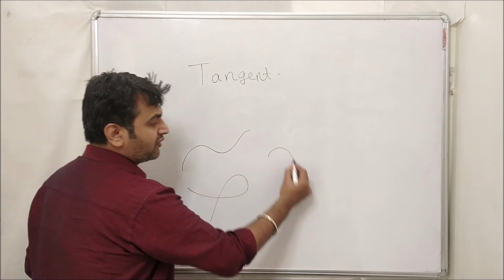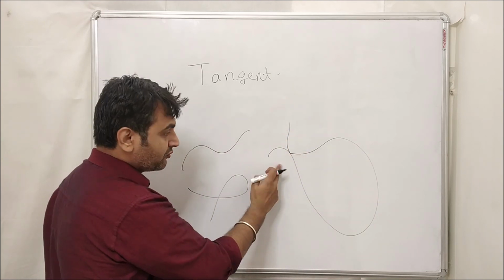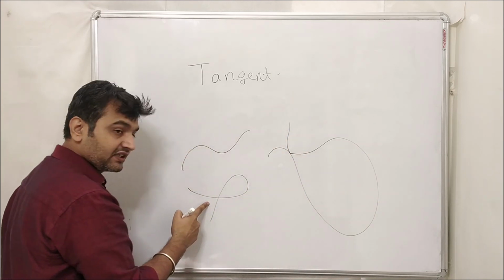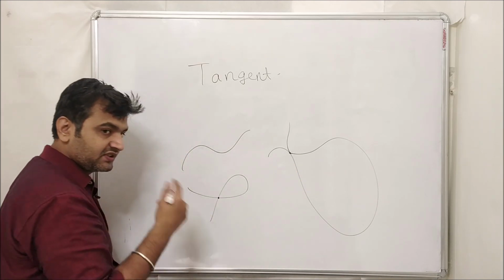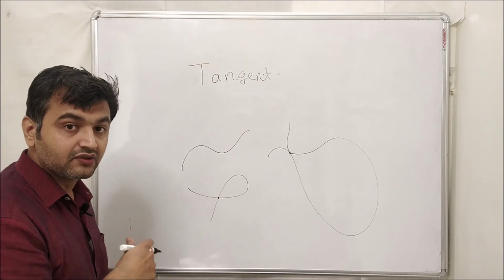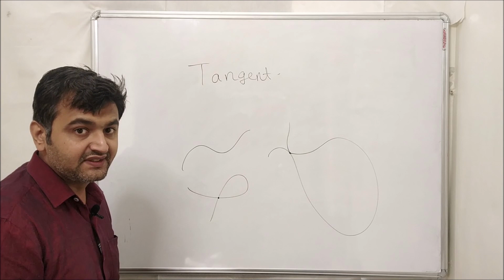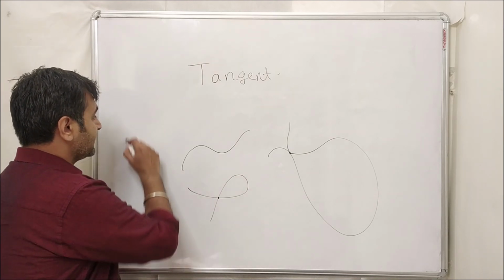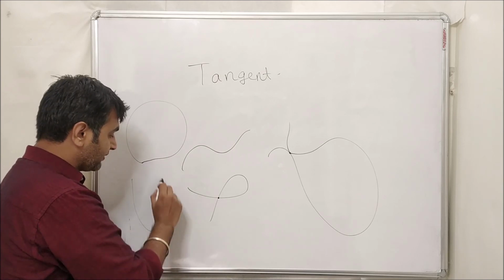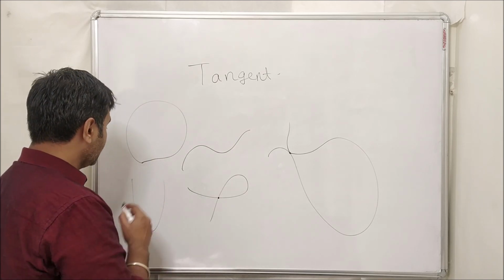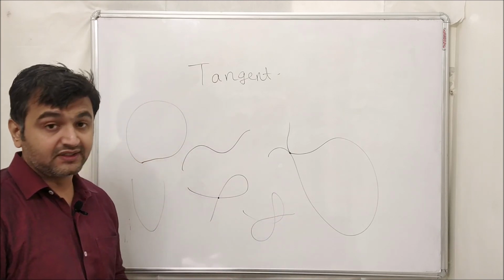This is not an example of a simple curve. This is also not an example of a simple curve because here it is touching, here it is cutting. Such points are called multiple points because they occur twice on the curve. Whenever a curve does not have multiple points, it is called a simple curve. A circle is a simple curve, a parabola is a simple curve, whereas these curves are not simple curves.